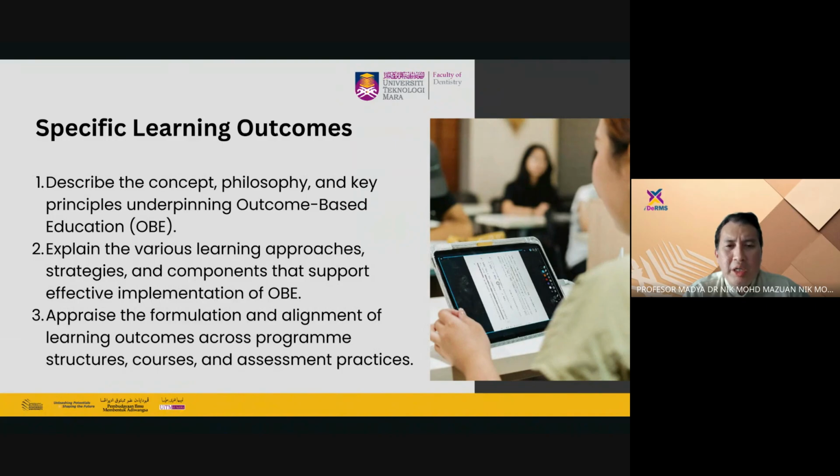Okay, so these are the three learning outcomes, and as I show it to you right now, this is what you should show to our students every time you want to start your lecture. So every time you start your lecture to your students, please do show them this specific learning outcome for every topic that you are teaching. Okay, so we will be talking about this more later on.